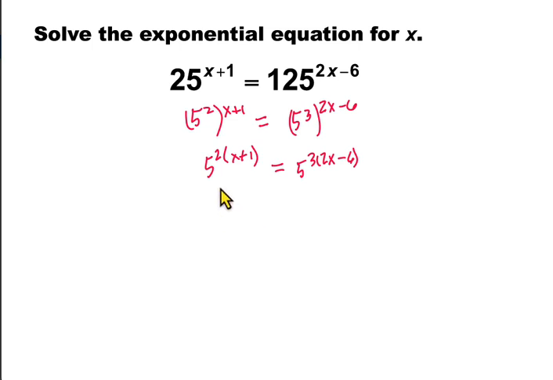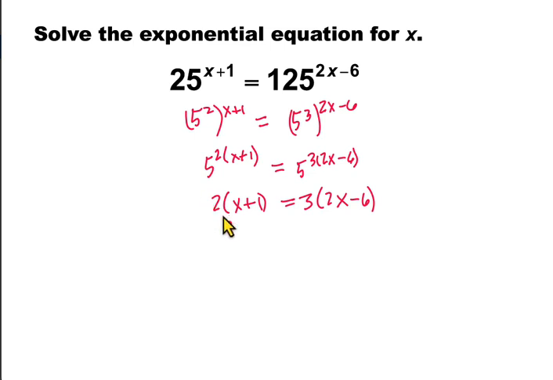Notice that with this form of the equation, both terms have the same base, 5. When you have an equation like this, simply create a new equation with just the exponents. So we get 2 times the quantity x plus 1 equals 3 times the quantity 2x minus 6.